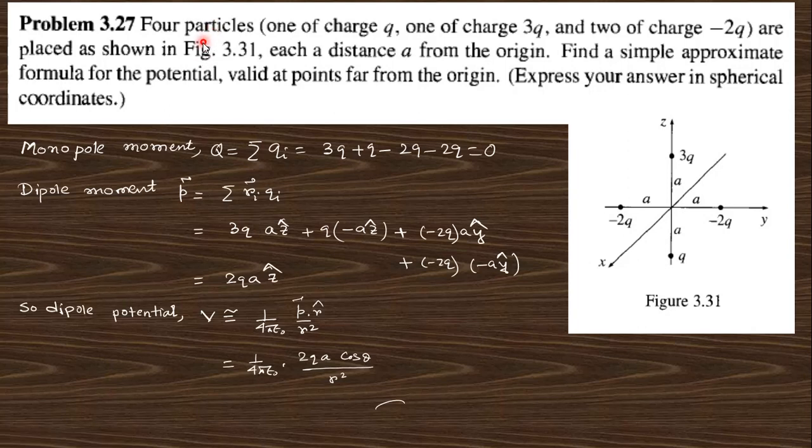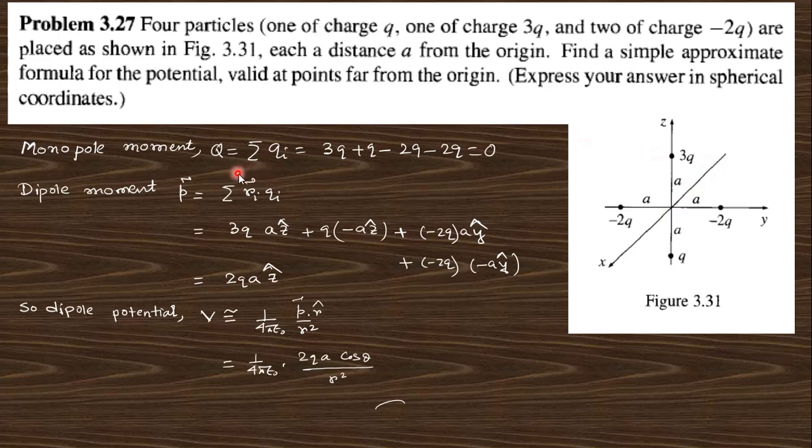Next question: four particles, with charges q, 3q, and two of minus 2q, are shown in this figure. There is 3q, q, and these two are minus 2q, situated like that, each at a distance a from the origin. Find a simple approximate formula for the potential valid at a point far away from the origin. That means we need to find the potential at a point far away from this configuration.